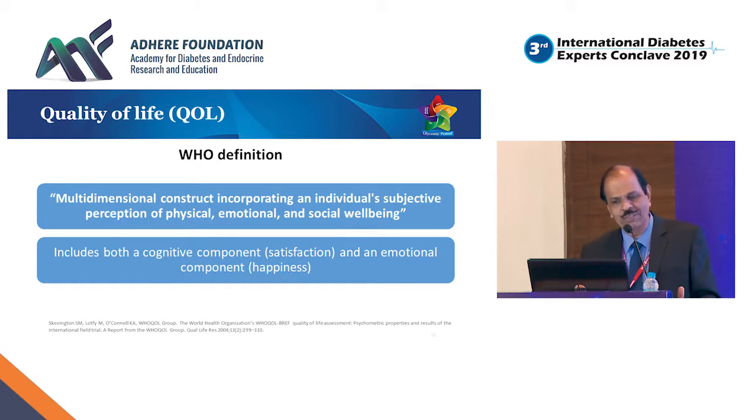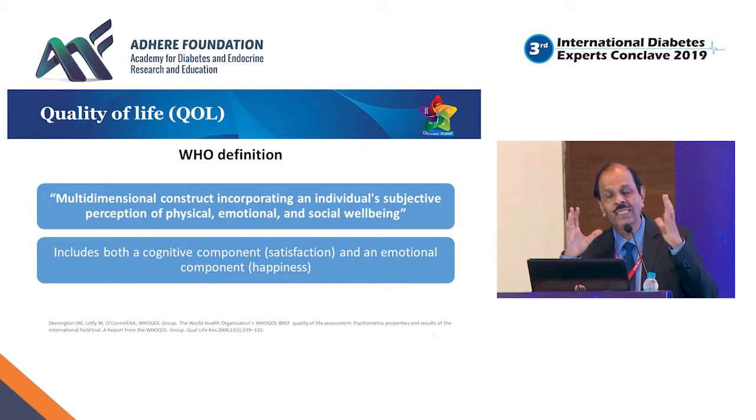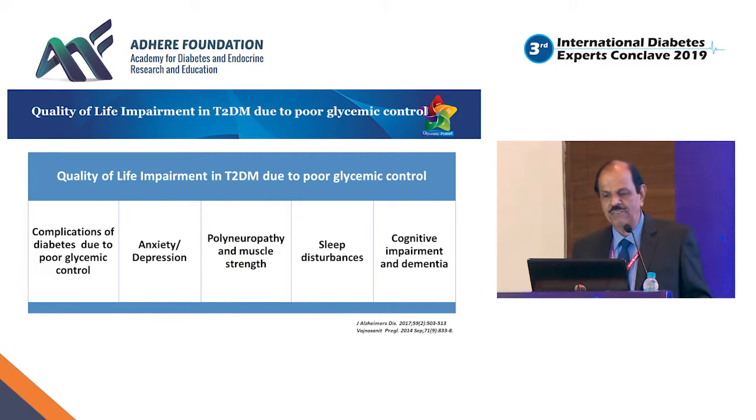It includes both the cognitive component and the emotional component. Both are important, and that gives happiness. The emotion gives you happiness. The dopamine in the brain gives you happiness. That's reward. Dr. Arvind was talking of reward, and that's the release of dopamine in the brain, and that gives happiness.